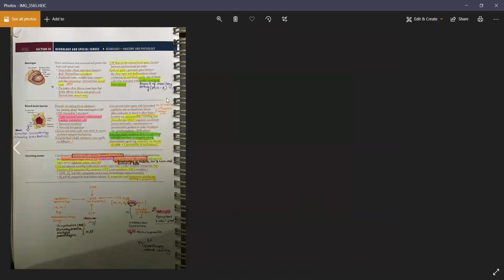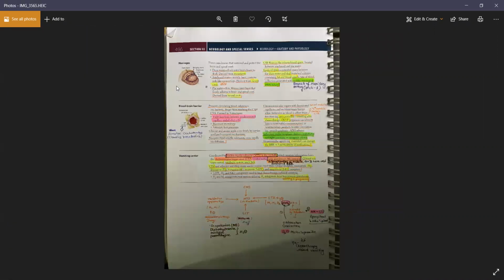So Step 1 can ask you about these facts about the neuroma, and why they have so much pain. It is because of a high sodium channel density.